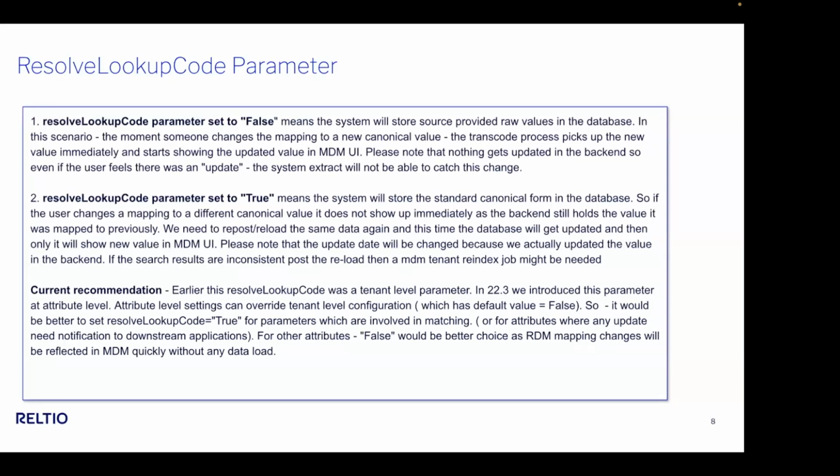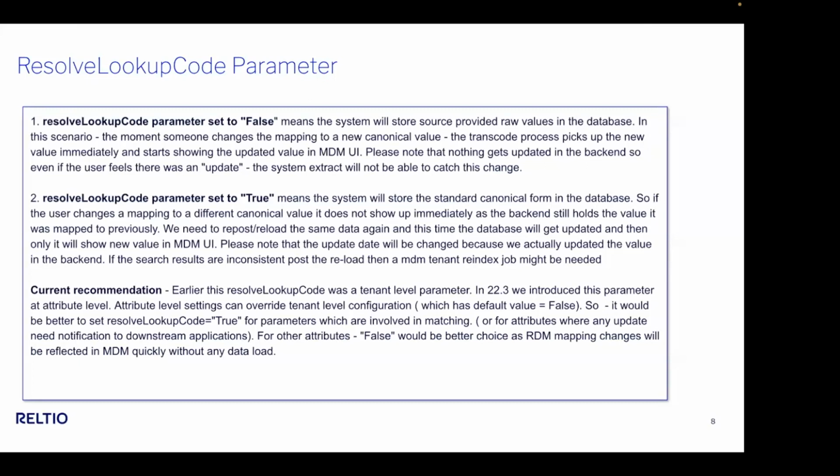What does false mean? When you are loading data, let's say Salesforce is sending that my address type is B. With resolve lookup code false, the data that gets stored in the MDM primary database, depending on whatever cloud system you're working on, is the raw value that's coming in, B. That's what false means. What does true mean? True means it will first transcode and then store. So you're storing the lookup code, the standard value. B will be converted to business, and then business is stored in the database.